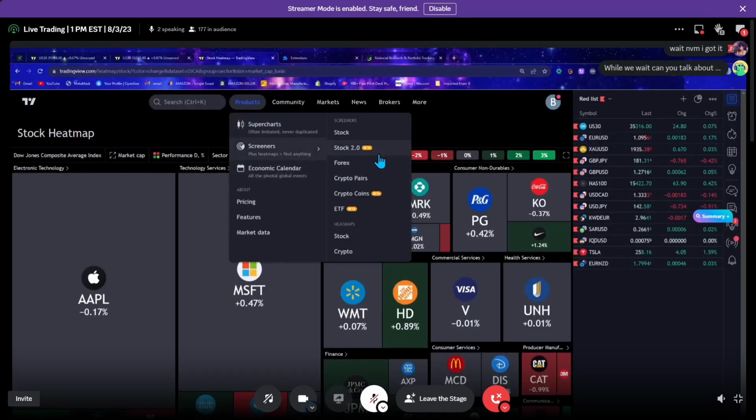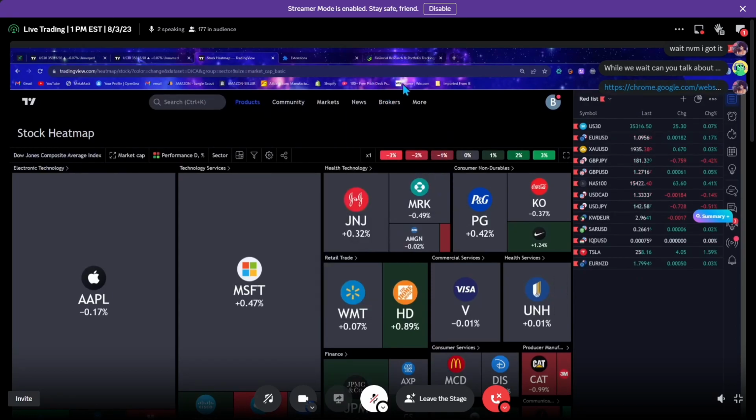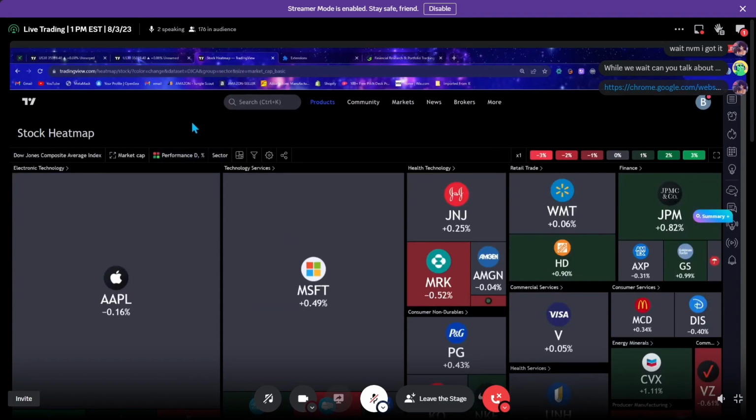Look at the heat map. How's that doing? Let's see. I'm going to refresh. When you go to the heat map, never forget to refresh, because when you have it open, you have to always refresh it.